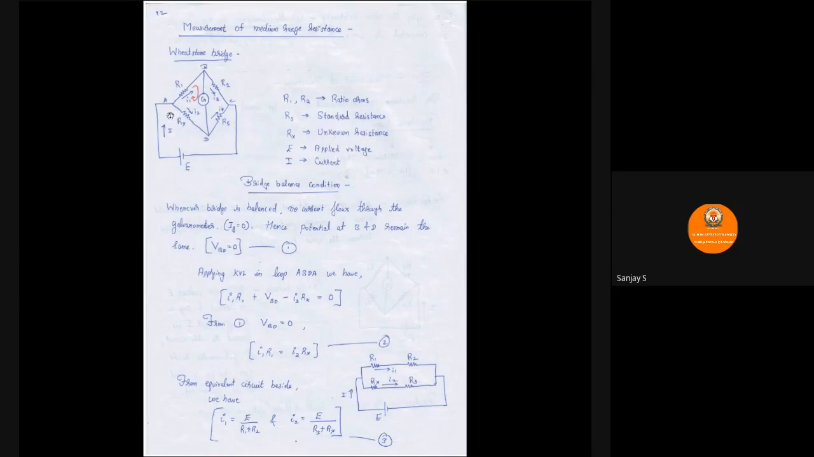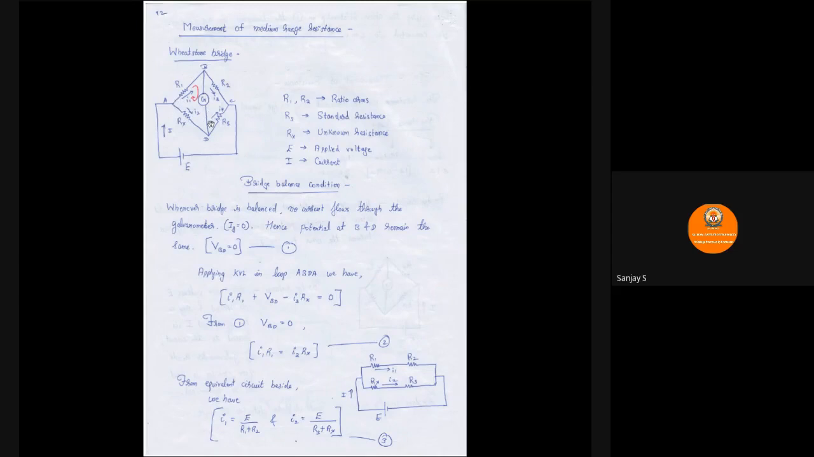And you very well know, as per KCL, current gets divided at node A. Here you are having four nodes A, B, C and D. Current I is passing from the source, which gets divided here, and the current through the branch R1 is named I1. Current flowing through the branch Rx is named I2. Current flowing through R2 is named I3, and current flowing through Rs is named I4. So you are having I1, I2, I3 and I4.